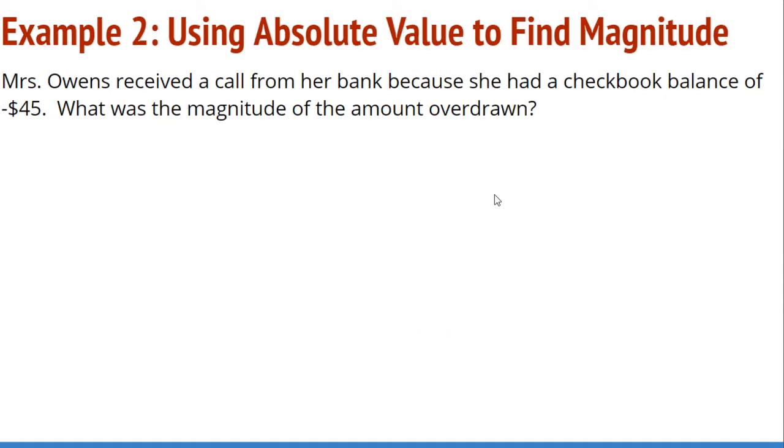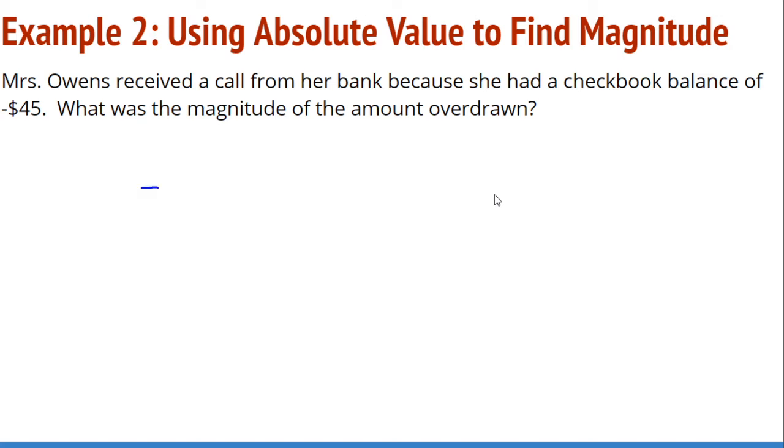Example 2. Using absolute value to find magnitude. Mrs. Owens received a call from her bank because she had a checkbook balance of -$45. What was the magnitude of the amount overdrawn? Meaning, how big is the amount that is overdrawn? We don't say that the amount that she is overdrawn is -45. We say that she is 45 overdrawn.